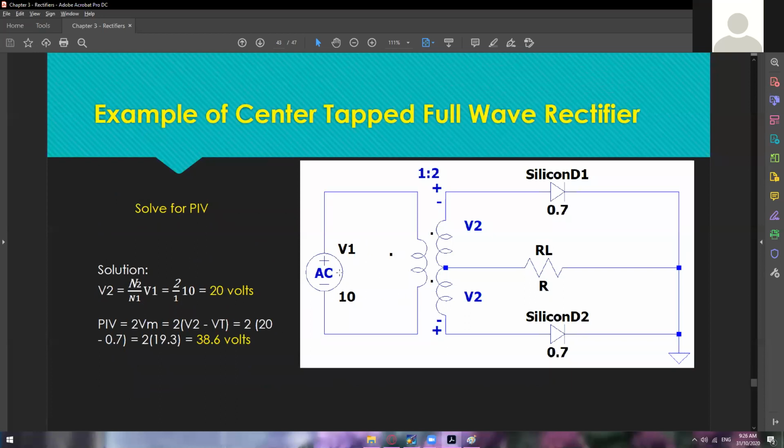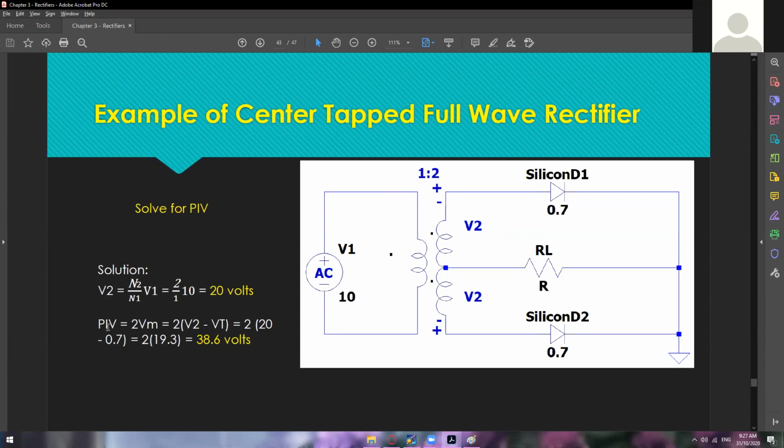So as you can see right here, we have a V sub 1 of 10, and then we have a ratio of 1:2. And then we have the V sub 2 and another V sub 2, so it's divided into 2 parts. For you to be able to get those V sub 2, you should get the ratio. So V sub 2 is equal to N2 divided by N1 times V sub 1. So twice our V sub 1 is the result of the V sub 2, since it's 1:2. So 10 here will become double, will become 20 volts.